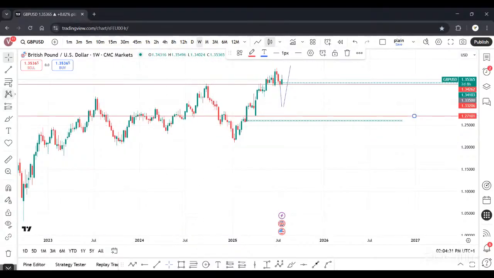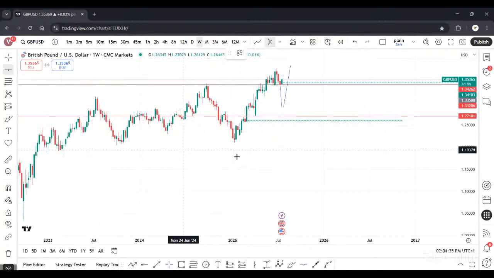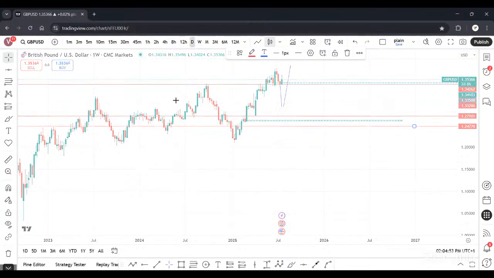You may see price return into this left shoulder. And my second point of interest for the buy of GBP USD on weekly time frame is we may see price retracing all the way to this second left shoulder at 1.24770. Overall, long term, we may see some retracement into these various points of interest.